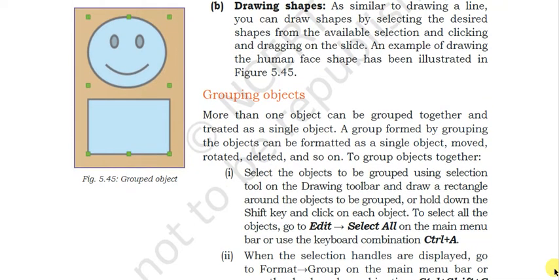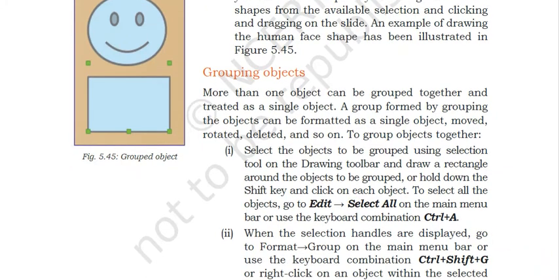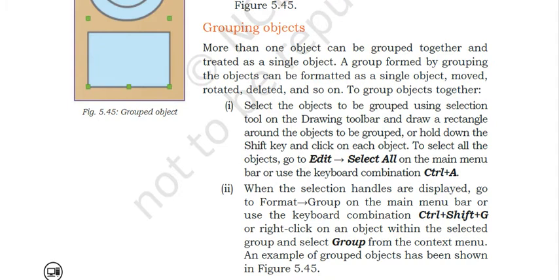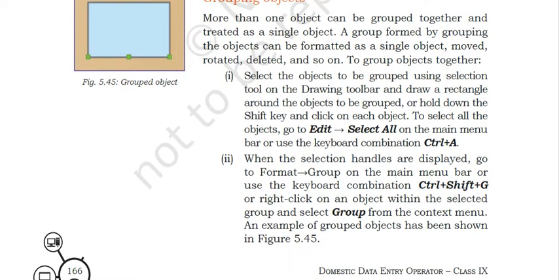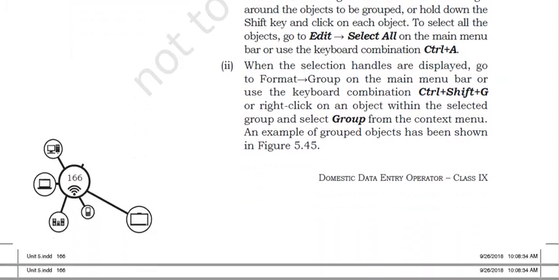Suppose this is how we group. This is one image, this is another. Then after selecting both of them, we will go to the Format menu and then we will select Group. Or you have a keyboard combination also. For this, the shortcut key is Control Shift G. Or you can also use the right click. After selecting all the images, just right click on the object within the group and select Group from the right click menu that appears. Okay.